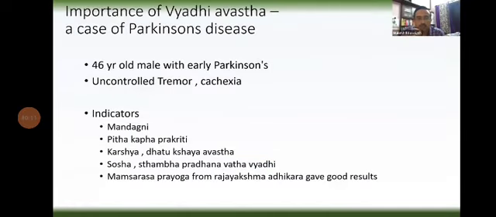Then Avastha Nirnaya is also very important. I have already told this example of Parkinson's, where usually everyone calls it Avarana, but here the patient had a Dhatu Kshaya Avastha. So we gave Mamsarasa Prayoga and the patient got results. So Avastha Nirnaya is also very important after the diagnosis.